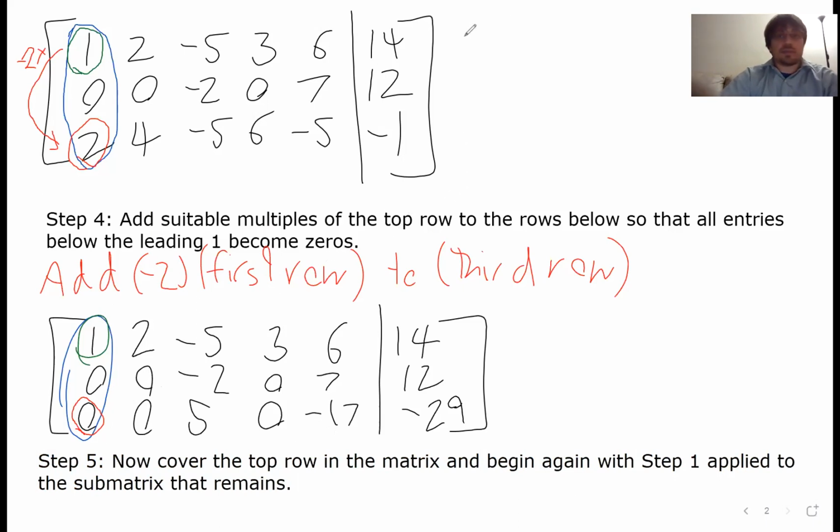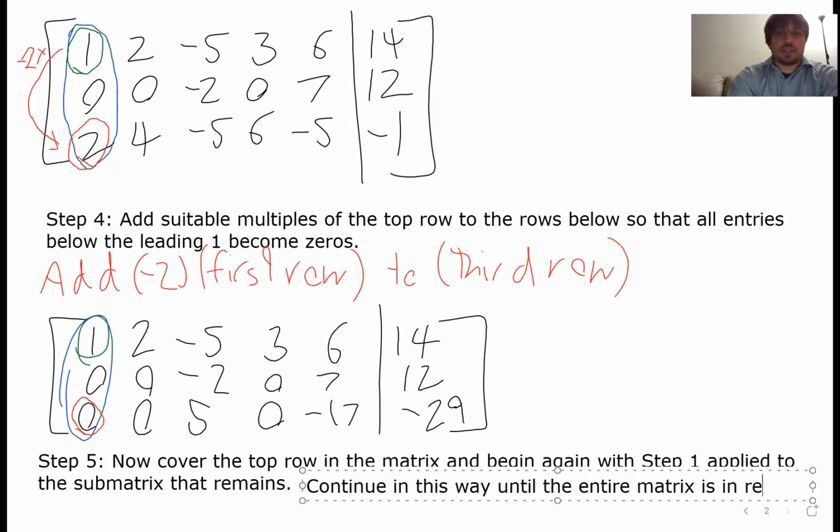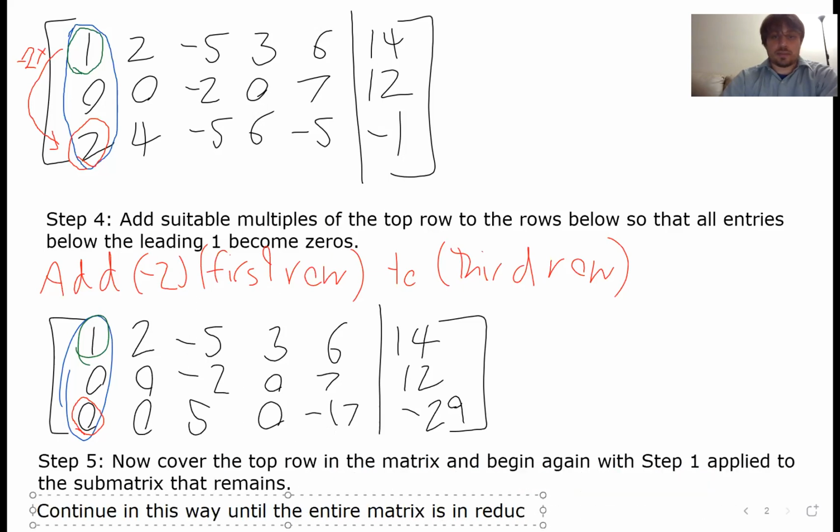Okay. I have more to type. Okay. Continue in this way until the entire matrix is in row echelon form.